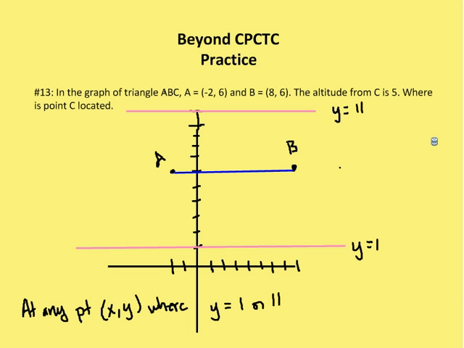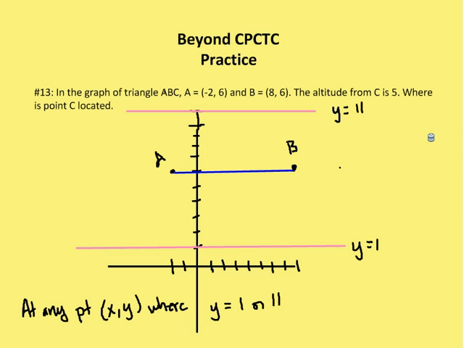Okay, in the first problem, number 13, we're given that triangle ABC is a triangle, and we're given two of the coordinates, A at -2,6 and B at 8,6. And we're also given that the altitude from C to AB is going to be 5, where C is a point that's located somewhere, and we're asked to find out where that somewhere is.